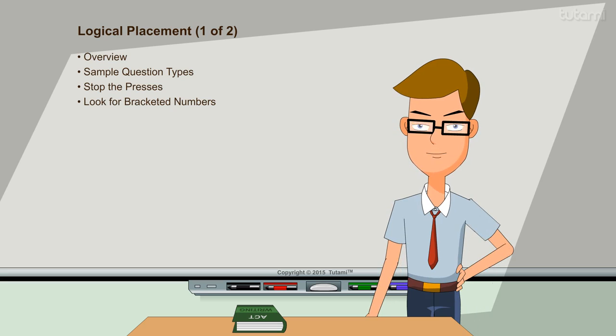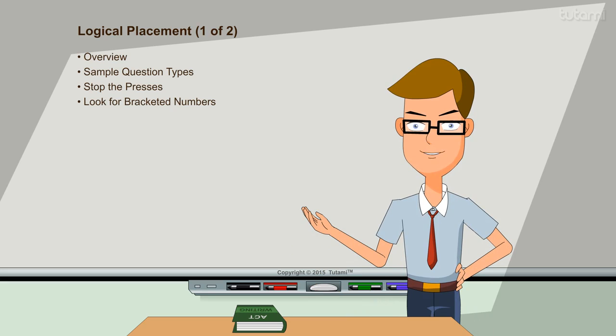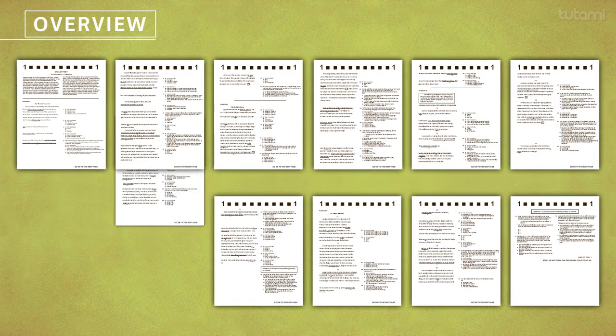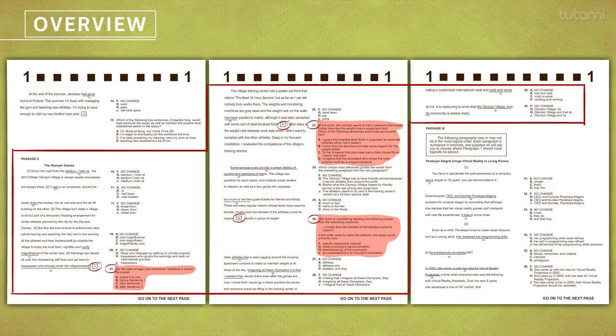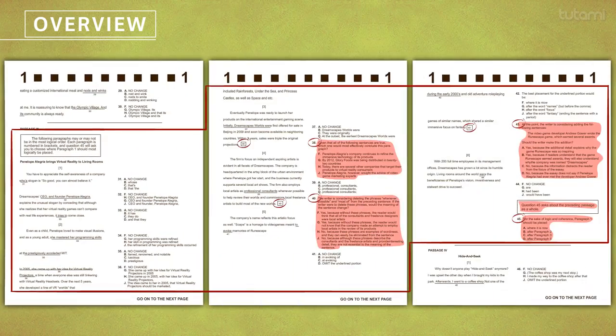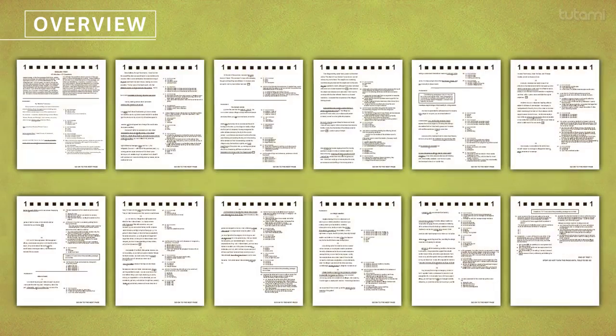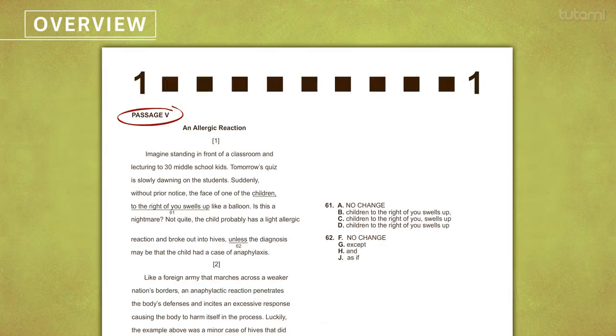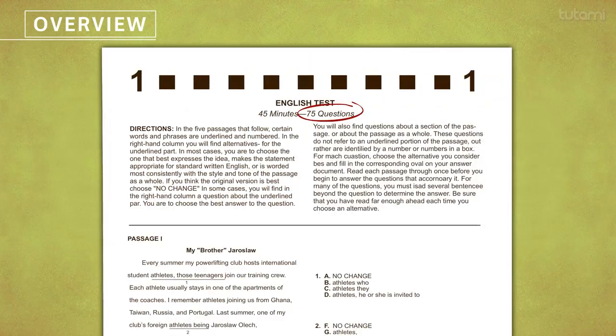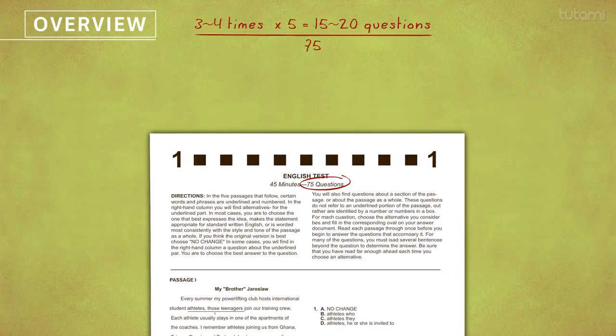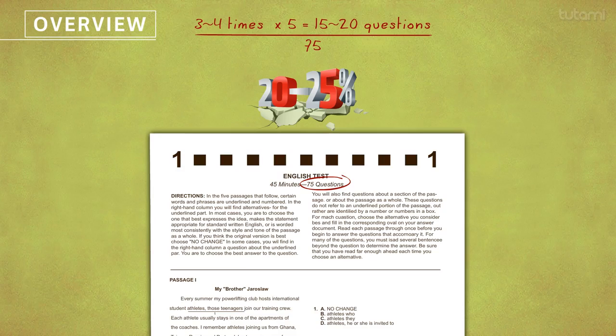Hello, scholars. What I would like to discuss in today's lesson are those pesky logic or sequence questions that show up 3 to 4 times on each English passage. Remember, there are 5 passages for each English section. And out of the 75 total questions, these types of questions show up between 20 to 25% of the time and tend to give so many students problems.